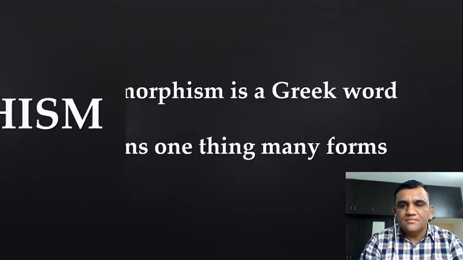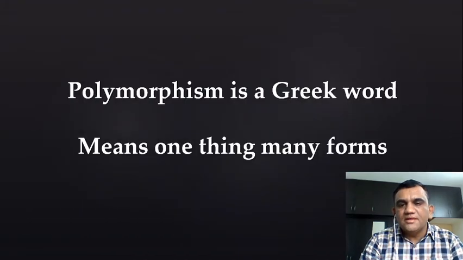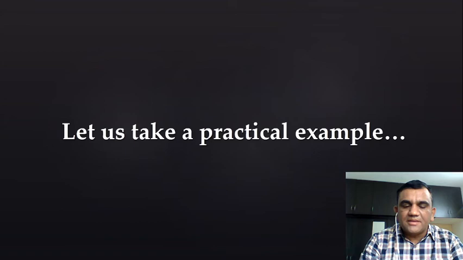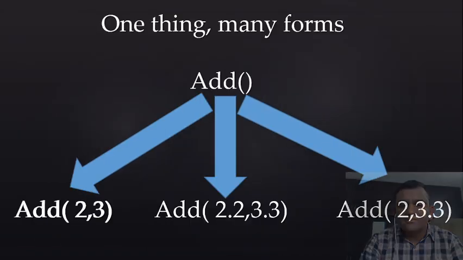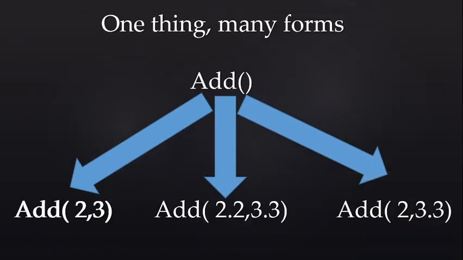Polymorphism. Polymorphism is a Greek word, meaning one thing, many forms. Let us take a practical example. Now here we want to do the addition of two different types of numbers. We have add as one function. You can provide two values, then it will do the addition of those two values.